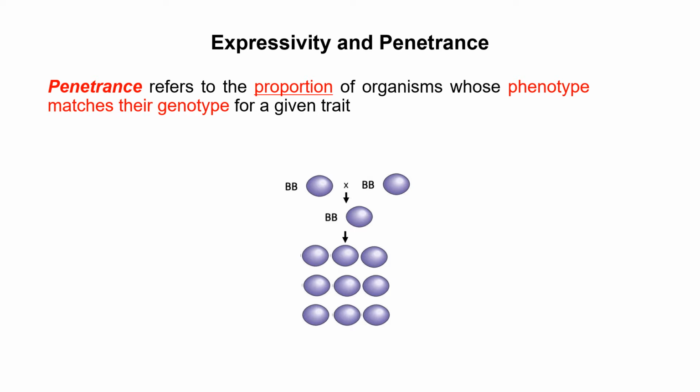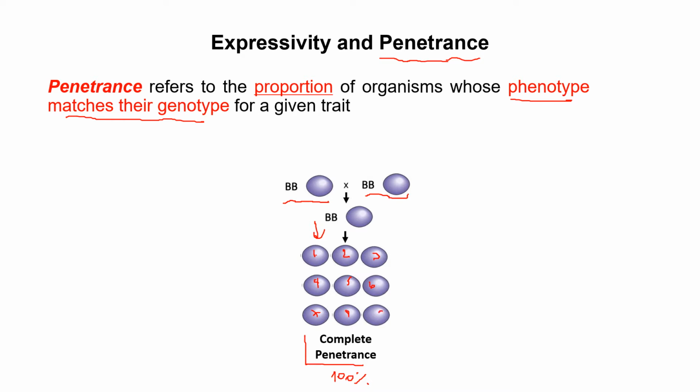Now we're going to talk about another phenomenon, penetrance. Penetrance refers to the proportion of organisms whose phenotype matches the expected phenotype for a given trait. Let me show you what this is. Here you have two homozygous parents, and all of the offspring will be the same, the simple example with the purebreds that we have studied. This is called complete penetrance, because the phenotypes match their genotype. Here this will be 100% penetrance because you count 1, 2, 3, 4, 5, 6, 7, 8, and 9, so 9 out of 9 display this phenotype.